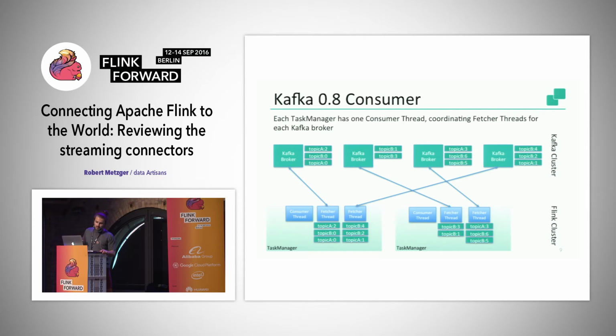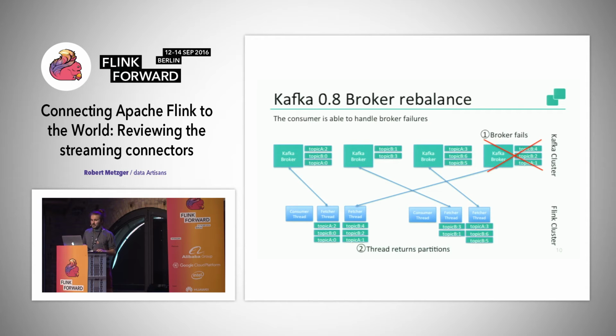So that's the basic setup of the Flink 0.8 consumer. It's a bit complicated because Flink has to do all the management of these consumer threads and the fetcher threads, and also some other stuff when it comes to failure. Kafka can of course fail. So if a broker fails, the Flink source reading from Kafka has to switch to a different broker. And this has to happen dynamically so that the job doesn't fail.